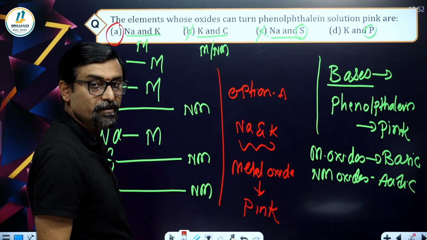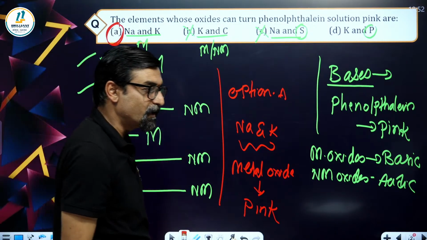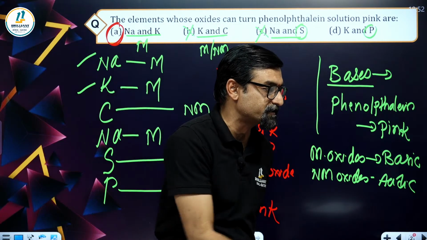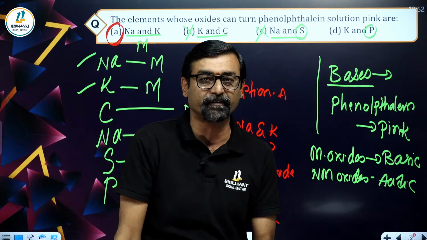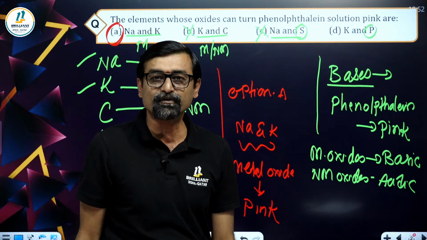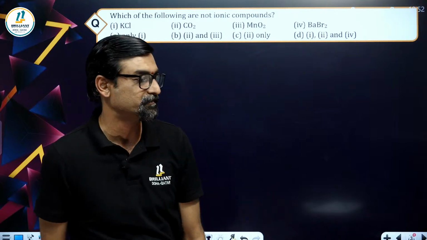I hope I am clear, right, children, all of you? So the option is A. Let us see how many have given the right answer. Yes, maximum children have given. Good, good. Keep up, guys. Very good. Shall we go for the second question? So the second question is on your screen.